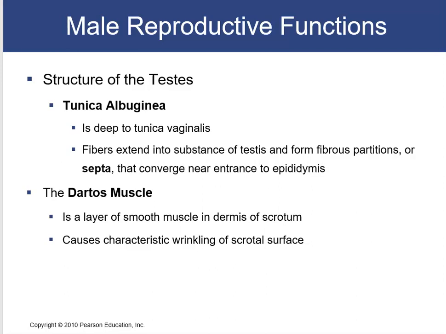Also around the outside, associated with the scrotum, is a muscle called the dartos muscle. This is a layer of smooth muscle that is found in the dermis of the scrotum. The dartos muscle is what causes the characteristic wrinkled appearance of the scrotal surface.